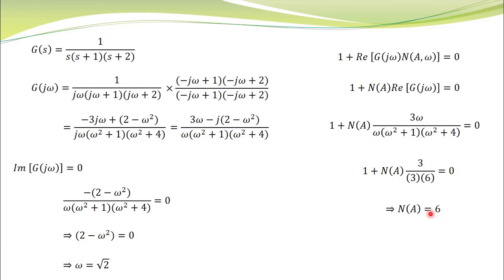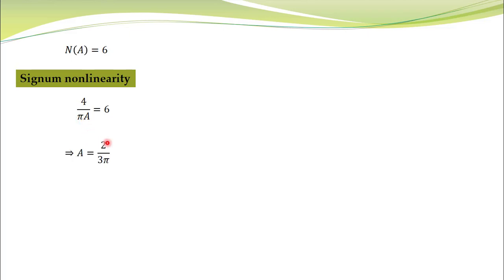This is the value of NA, and we want to study for two different nonlinearities. What were those nonlinearities? The signum nonlinearity and saturation nonlinearity. So this is the equation, and we want to solve it for A. For signum nonlinearity, this describing function is 4 over pi A, and if we solve it for A, we get A equal to 2 divided by 3 pi.